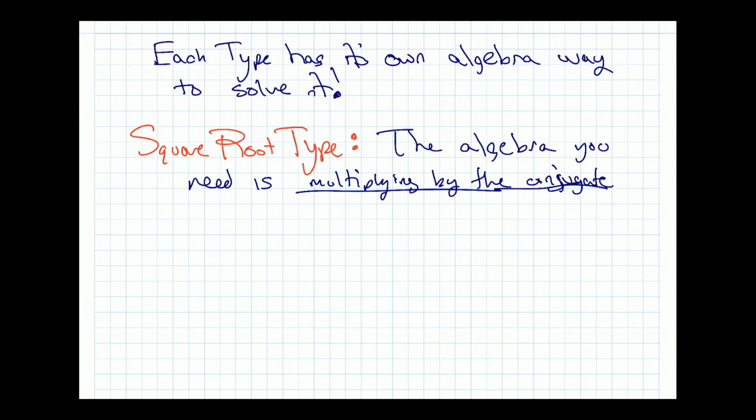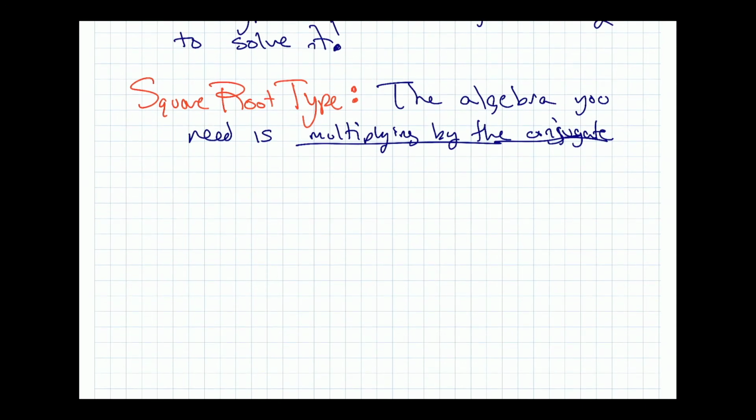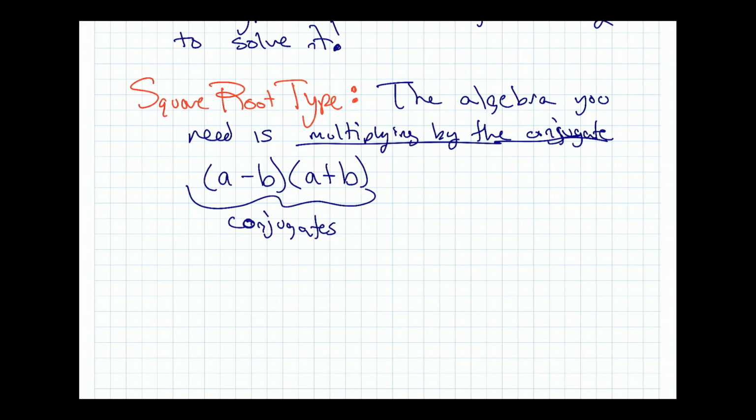Now, what is multiplying by the conjugate? Conjugates are anything that's a minus b and a plus b. So any a minus b and a plus b are conjugates. The only difference between them is the sign, right? This is a minus and this is a plus. Otherwise, they're identical. Anything that matches that pattern is called a conjugate pair. Now, what's special about them is when you multiply them. So I wrote these two multiplied together.